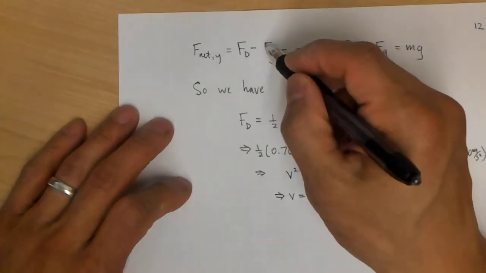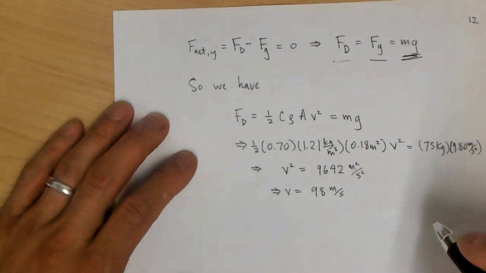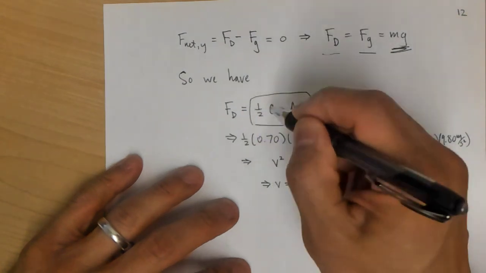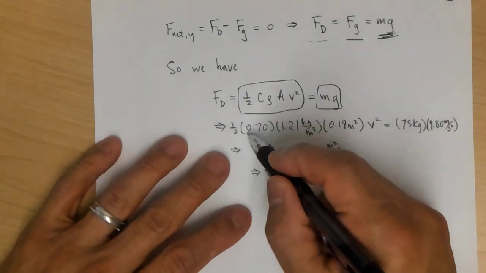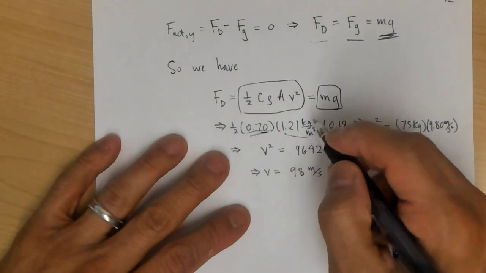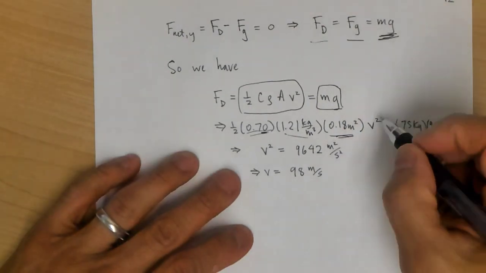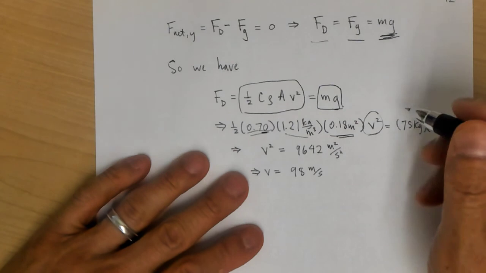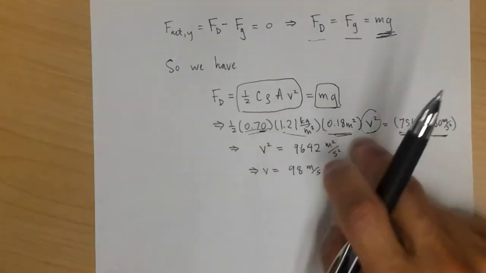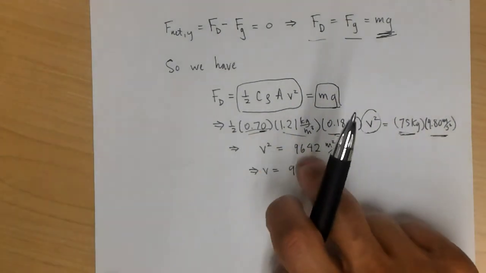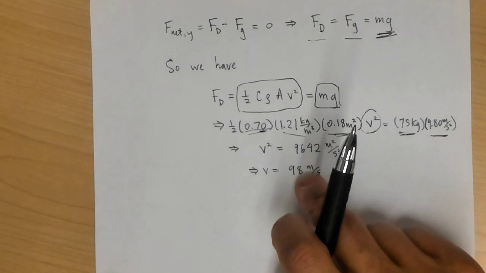So we have that the drag force minus the force of gravity equals 0, or else the drag force is equal to Fg, which is equal to m times g. Now we can take the formula for the drag force, 1/2 C rho A v squared, and set it equal to m times g. We plug in the values we got: 0.7 for the drag coefficient, 1.21 kilograms per meter cubed for the density, A is 0.18 meters squared, and then we have this unknown speed squared, which we're trying to solve for. The mass is 75 kilograms, and g is 9.8 meters per second squared. You can punch this into your calculator, and you get v squared is 9,642 meters squared per second squared. Taking the square root gives that v is equal to 98 meters per second.